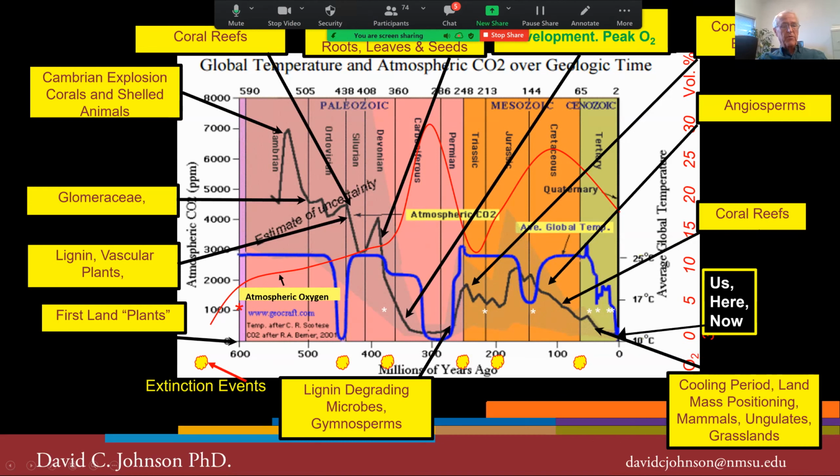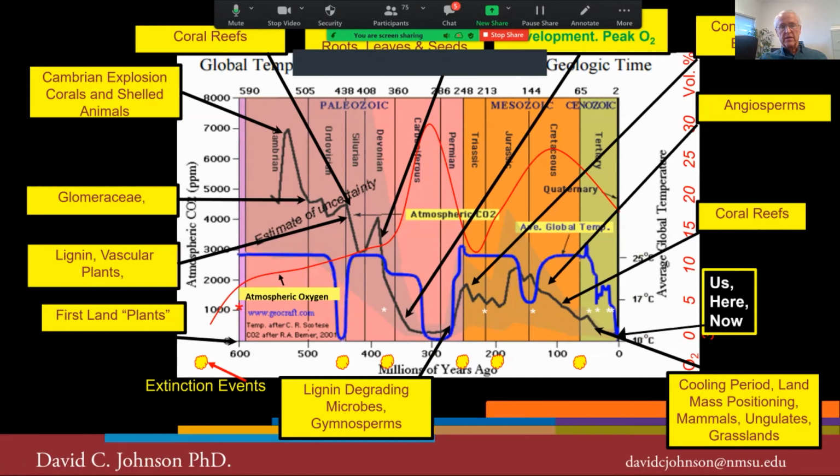It started out in the Cambrian with the Cambrian explosion. With the coral and shelled animals, we see a significant decrease in atmospheric CO2. This is due to the calcium carbonate that is absorbed in the shells of these animals. Next on the scene, you'll see gymnosperms, the progymnosperms, roots, leaves, and seeds developed. This produced another significant drop, all the way down to, about 300 million years ago, a similar atmospheric CO2 concentration. This is when our coal seam development happened, and also peak oxygen. Conifers and ginkgos came along in this era.